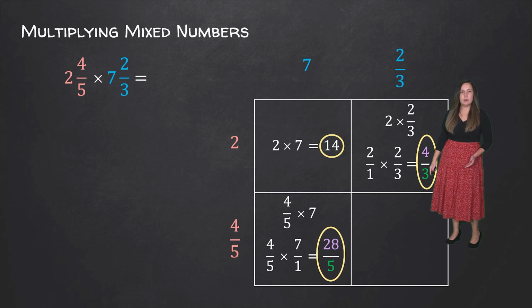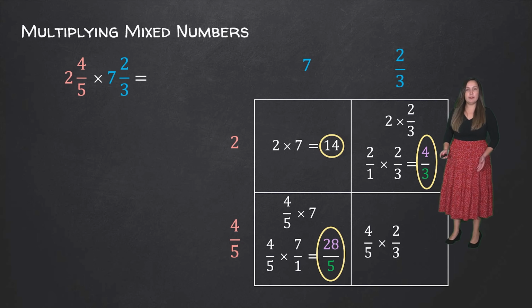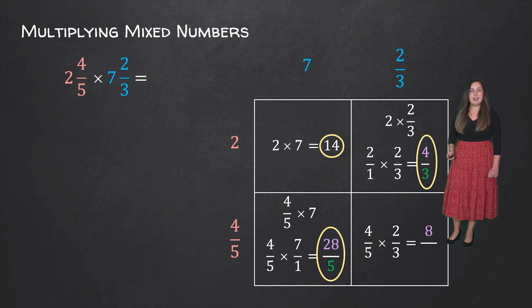Let's circle this answer first, and then on this bottom box, we have both our fractions that we need to multiply by each other. So that would be 4 over 5 times 2 over 3. Then we multiply the numerators first. So 4 times 2 is equal to 8. And then 5 times 3, which is our denominators, would give us 15. And that's our final answer.